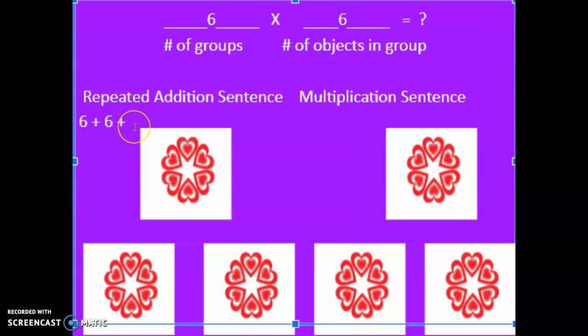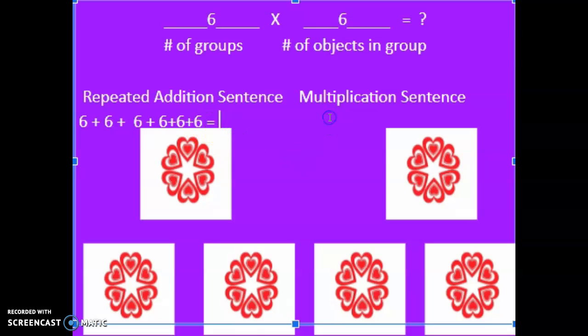Sorry about that. 6 plus 6 plus 6. I don't think I'm going to put all those spaces. That takes me a little longer, guys, so I'm just going to put them together. Plus 6. So now I have 6 groups of 6s in my repeated addition sentence.